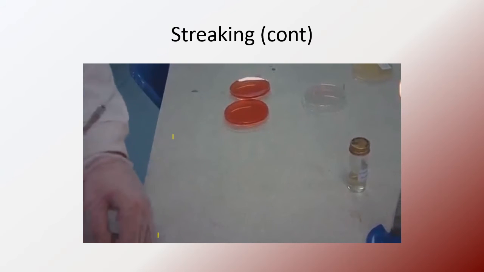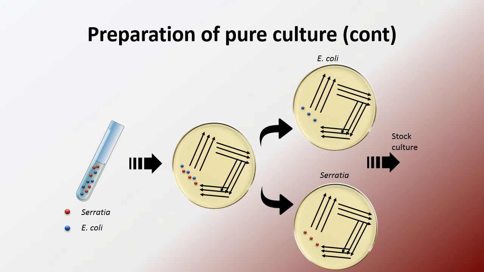Okay, I hope the video is clear on how to do this streaking. Okay, this is another slide. It's showing how to make a pure culture using the streaking method. So let's say you've been given a mixed culture containing Serratia and E. coli. First, you use an inoculum loop. You transfer a little bit of the liquid onto the plate in a circular motion.